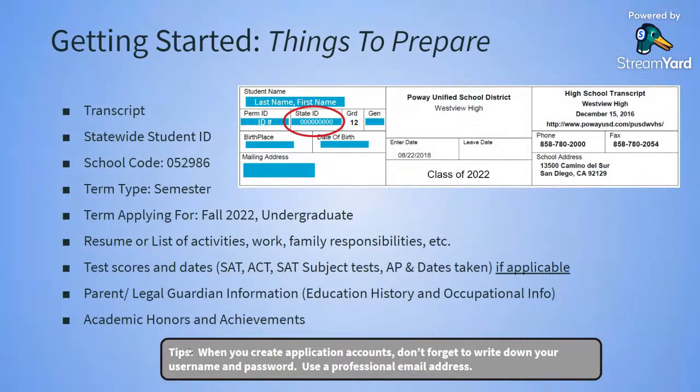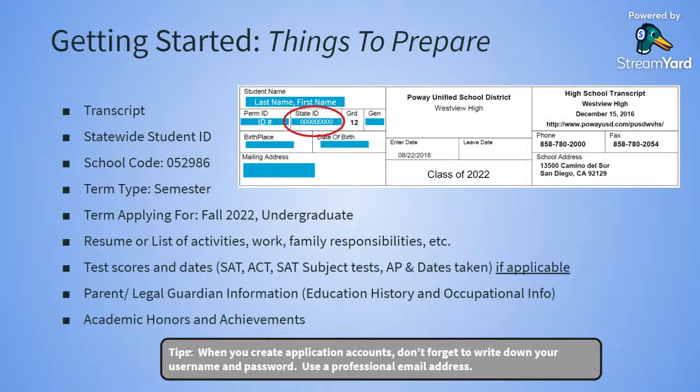You also should have a list of your resume or a list of your activities. Most of your applications are going to ask you to report this information. So if you already have that prepared on a resume, it's great to have that available so you can copy that information into your applications.